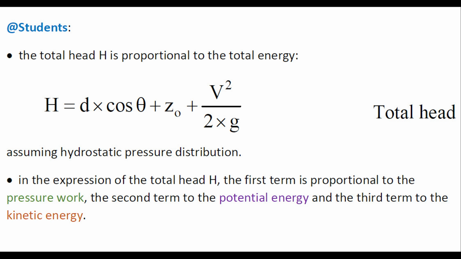Students, the total head, big H, is proportional to the total energy, with this expression here assuming hydrostatic pressure distribution. In the expression of the total head, the first term is proportional to the pressure work, the second term to the potential energy, and the third term to the kinetic energy.